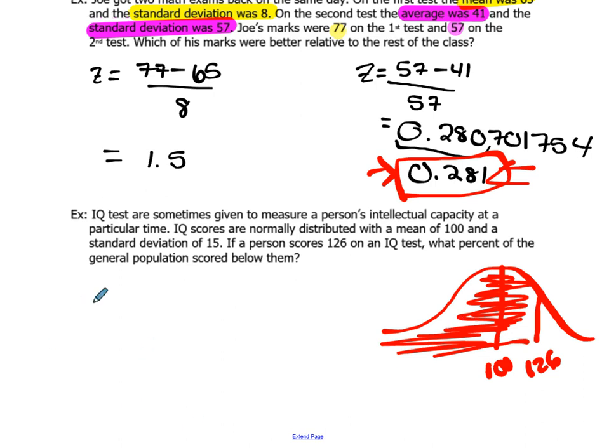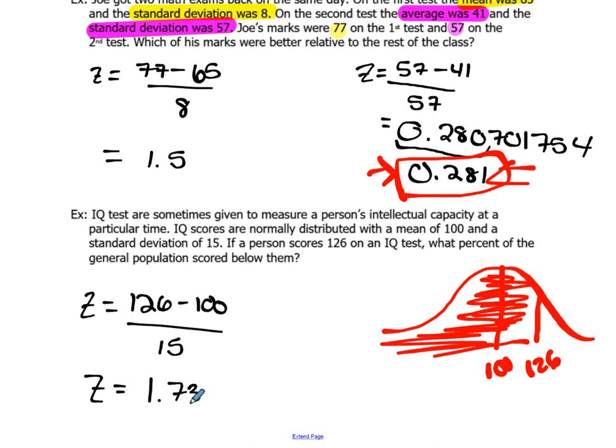So in this case, we're going to figure out our z-score. z is equal to x, which in this case is 126, because that's what we scored, minus the average, which was 100, divided by a standard deviation of 15. So I'm looking for a z-score of 1.73 repeated.